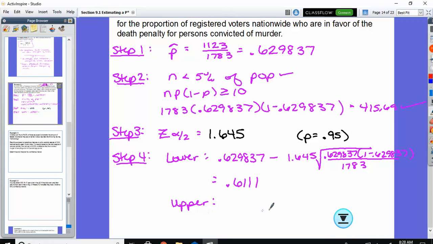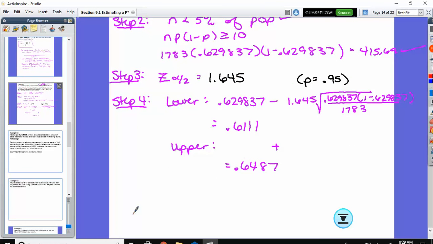What changes for the upper? Yeah, can I just put a plus and not rewrite all this? Do you guys know what I'm doing? If you just hit second enter, you can bring it back up in your calculator and just change your minus to a plus. Okay.